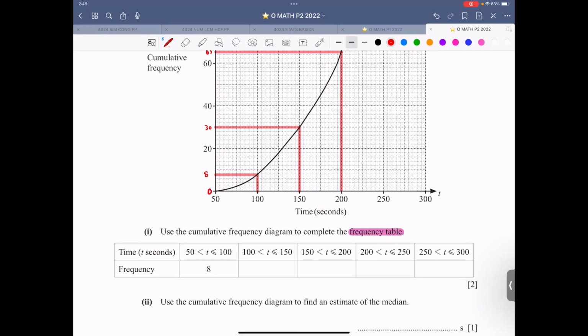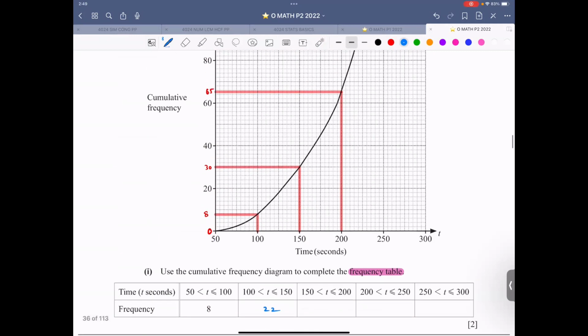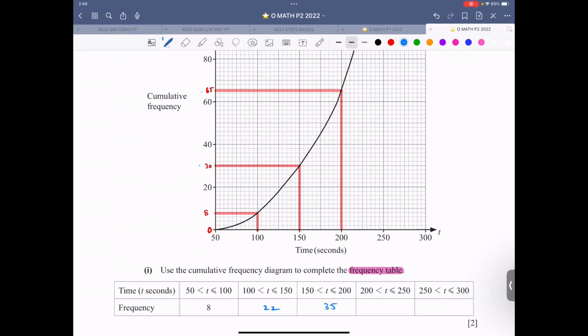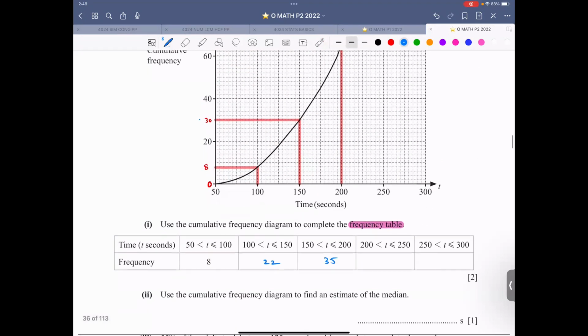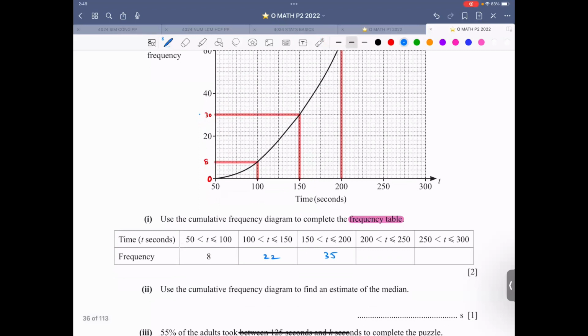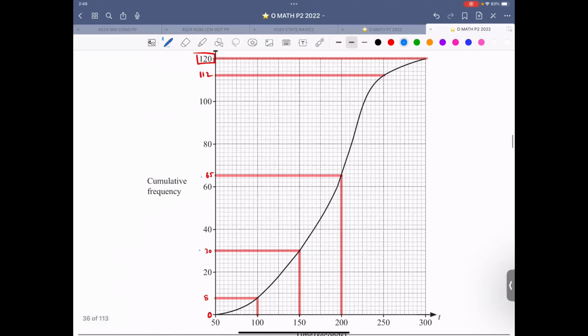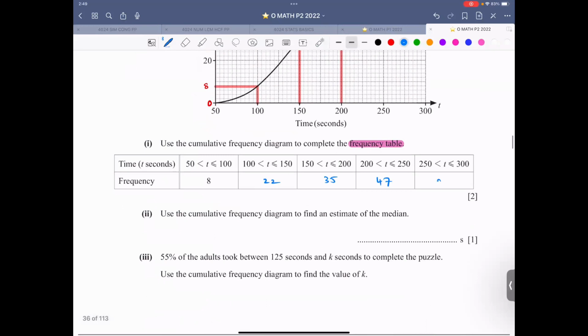So basically what we are doing is finding the difference between 2. 8 and 0 is 8. 30 and 8, this difference is 22. And then 30 and 65, this difference is 35. 200 to 250, 112 minus 65. So let me grab a calculator. 112 minus 65, this is 47. And the last one, that is 120 minus 112, that's another 8.